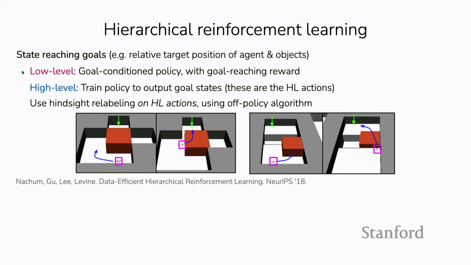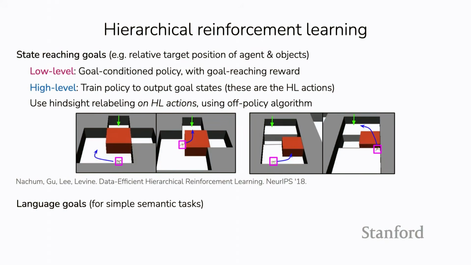And so the work trained a goal-conditioned policy, conditioned on goal states, with a reward of reaching those goal states. And then it trained a high-level policy to output goal states. Those goal states are the high-level actions. It also used hindsight relabeling for the high-level policy, to relabel the goals that the high-level policy should output in certain circumstances. And it used an off-policy algorithm to train this in order to allow it to work effectively.